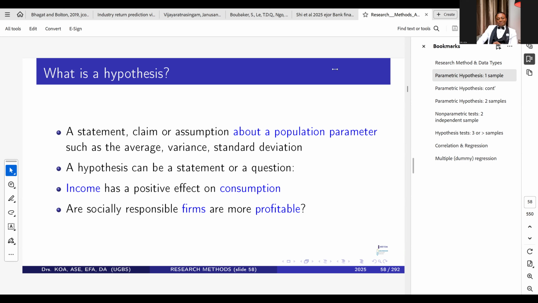What is a hypothesis? A hypothesis is a claim. It is a conjecture. It is a statement about a population parameter. It is a statement that comes from an authoritative source. The authoritative source holds the statement.